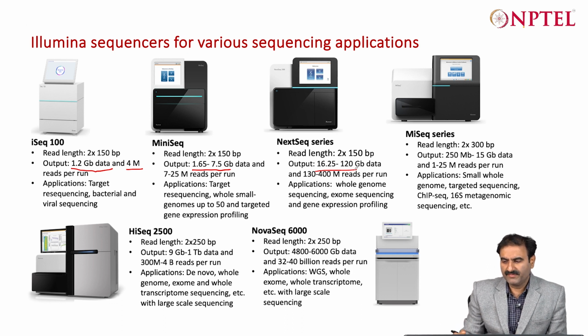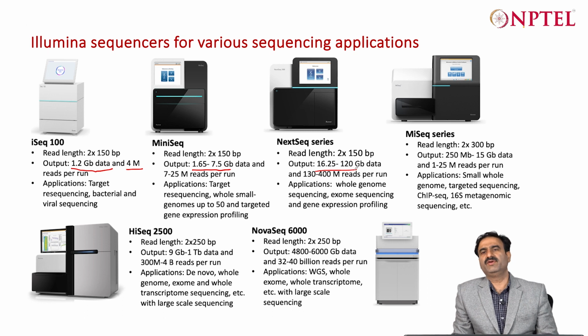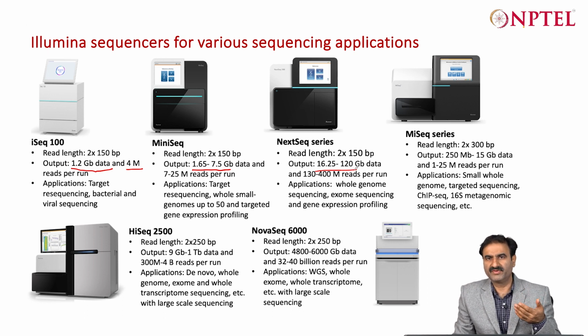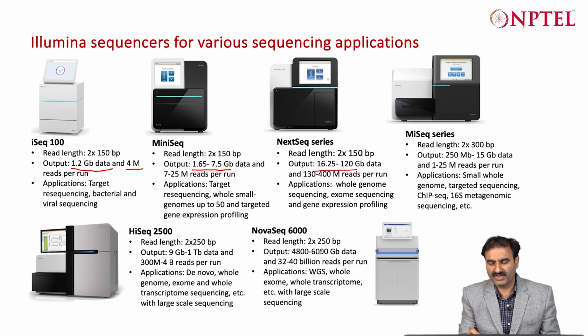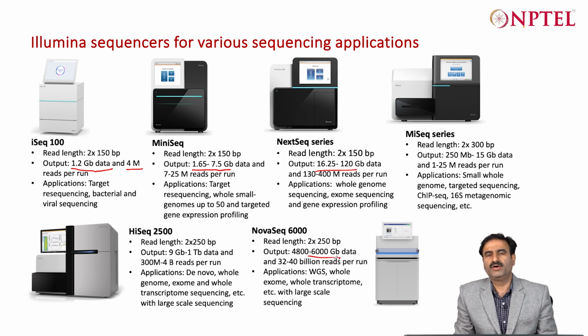Then MiSeq, about 15 GB of data. HiSeq and NovaSeq will be too much for a bacterial genome, but definitely it will be run by some service provider. Or if you have it in your lab, then you will be multiplexing your genomic samples, including multiple bacterial samples, along with the other samples that you have for sequencing. Because it produces almost 6,000 GB of data, you can easily cover almost 6,000 bacterial genomes in one run in NovaSeq.